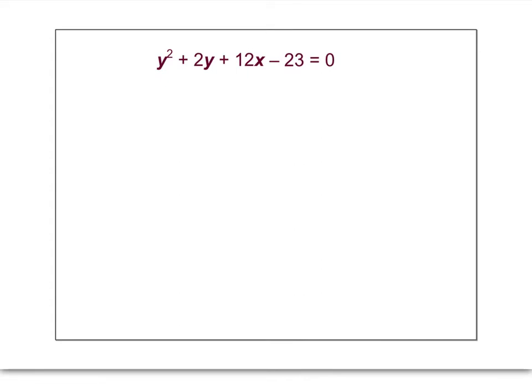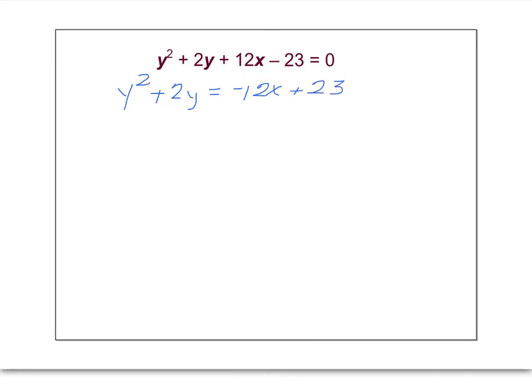We will begin by converting the equation to standard form, and since y is the variable that's being squared, we want to get all of the y terms on the left-hand side. So that means we will be taking 12x and 23 to the other side using inverse operations. And so we have y squared plus 2y equals negative 12x plus 23.